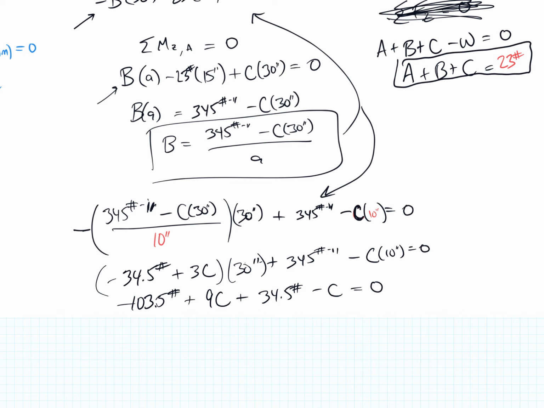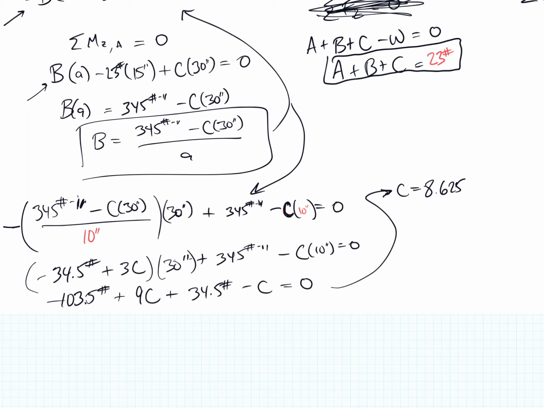So what's that? 8C equals 103.5 minus 34.5. So we'll go up here and we could solve that and say that C, so divide that number by 8. 8.625. Okay, pounds, I guess? Yes, pounds. And if we plug that right back in here, we will get B.